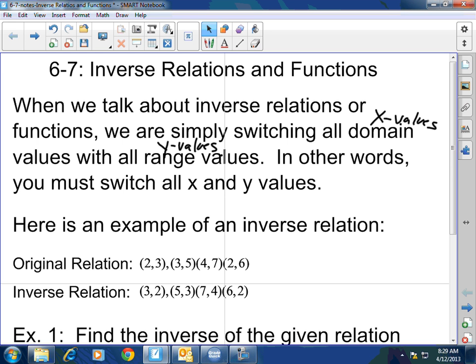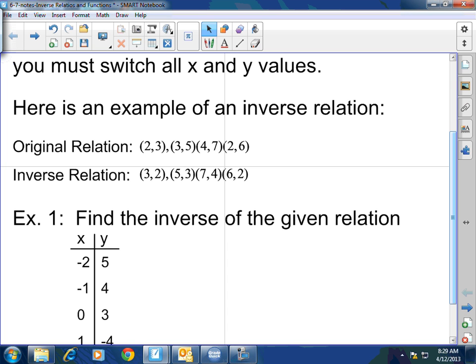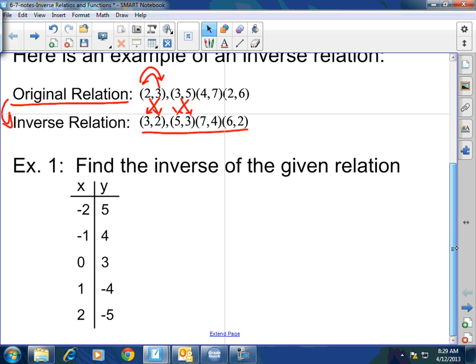Here's an example of an inverse relation. If we look at this, the original relation is (2, 3), (3, 5), (4, 7), and (2, 6). Those are the points of the original relation. If I want the inverse, guys, all I'm doing is switching the y for the x. So it'd be (3, 2), (5, 3), (7, 4), and (6, 2). That's my inverse. I simply switch the x's for the y's. Does that make sense? Simple, right? Really easy.